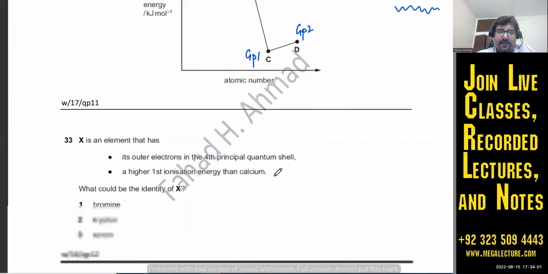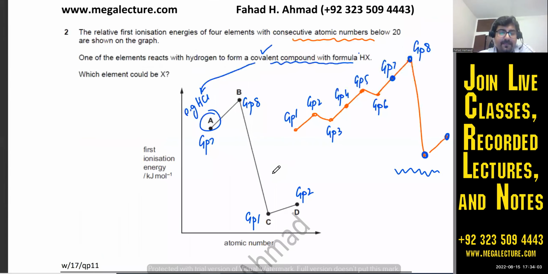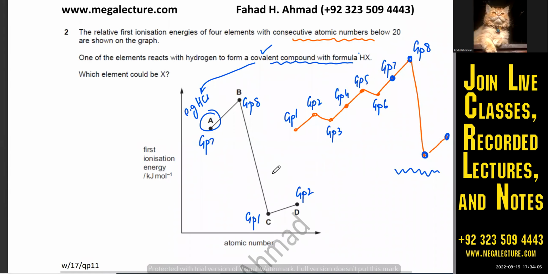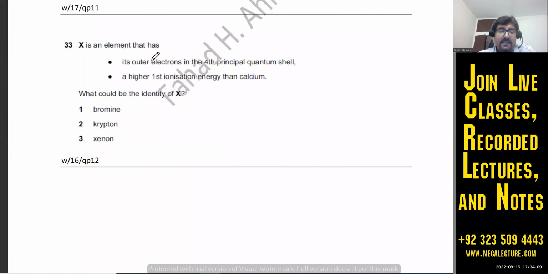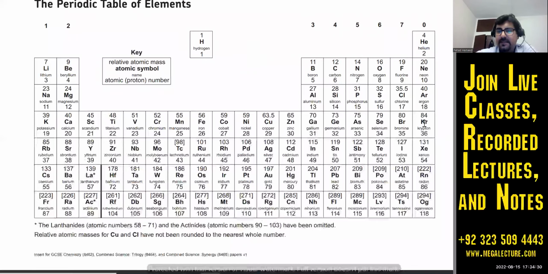As the next one, so clear a question, this one. Yes, sir. That's the next one. You've got X is an element that has its outer electrons in the fourth principal, but it's in the fourth period, right? And it has a higher ionization energy than calcium. So this means it belongs to period number 4, right? So if I open the periodic table, period number 4, it's this one.